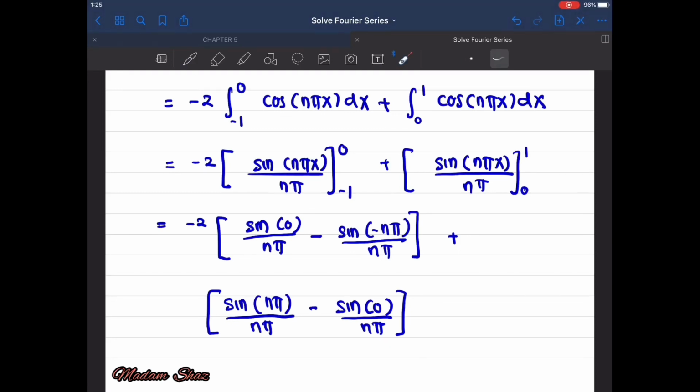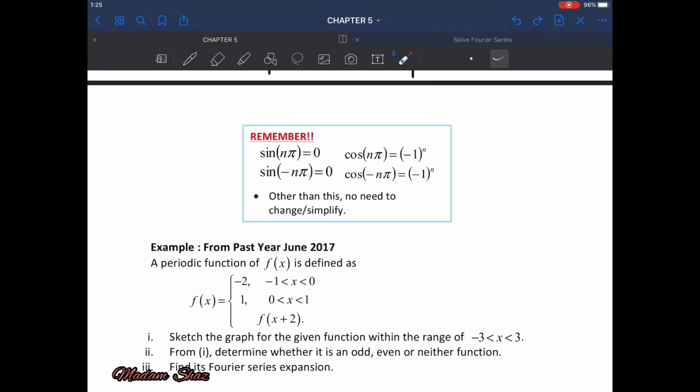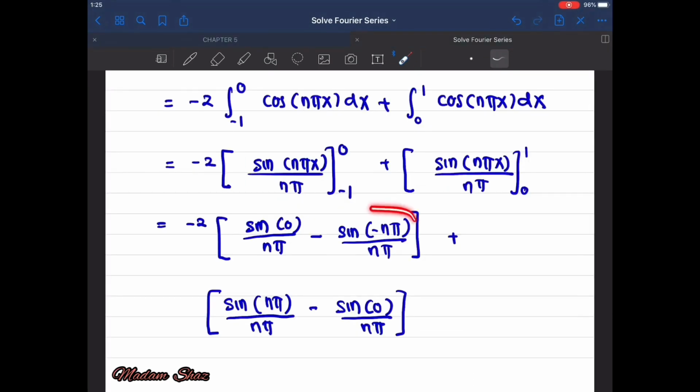So now we will apply sine negative n pi and sine n pi from the table that I have mentioned before this. Sine n pi is equal to 0. Sine negative n pi is also equal to 0. So therefore, sine negative n pi will become 0. Sine n pi also will become 0. For the sine 0, you can use the calculator. The answer is also 0.